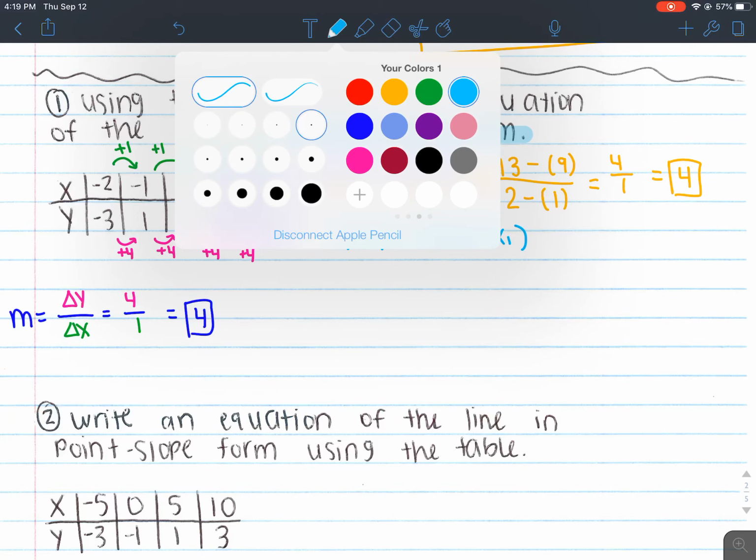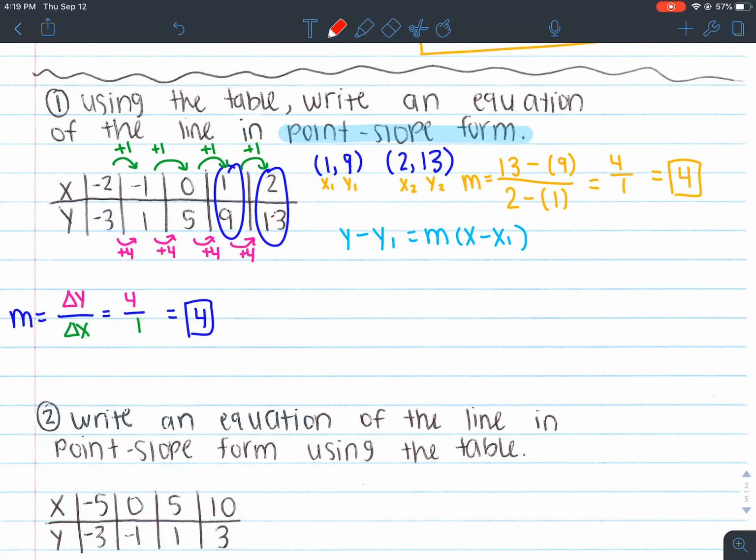All right, so I'm going to do the first point, -2, -3. So I'm going to have y plus 3, because it's my y value, equals my slope of 4. And then I have x, and then my other value is -2. So that would be a plus 2. Right, so that's going to be that one.